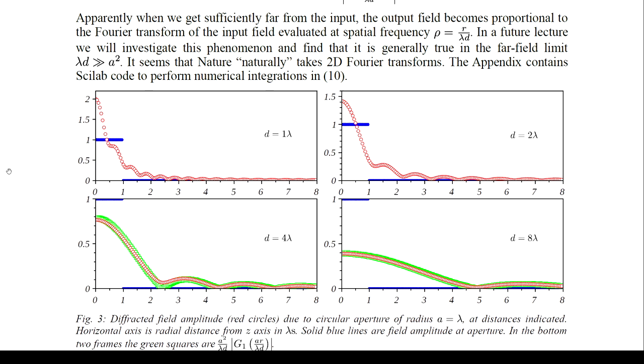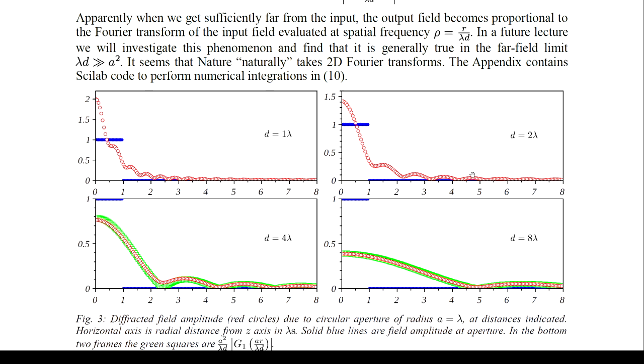So using that software, here are some calculations of the diffracted field due to a circular aperture. The blue solid dots here represent the field at the input plane. It's one inside this aperture of radius one wavelength, so a diameter of two wavelengths. Then the red circles are the diffracted field, in this case at a distance d of one wavelength. So there's some spreading outside of the boundaries of the original aperture, and some rearrangement of the amplitude inside the aperture. Here's at two wavelengths, more spreading. Here's at four wavelengths and eight wavelengths.